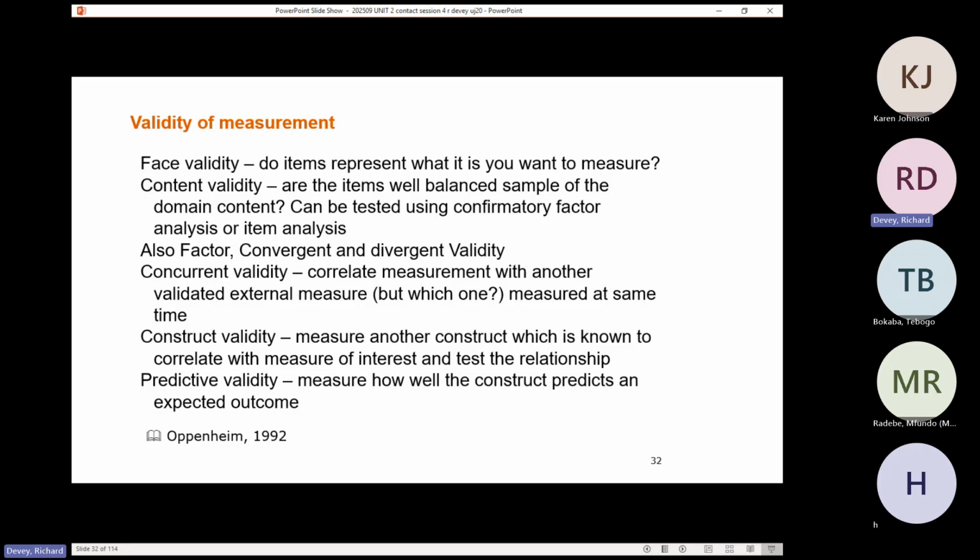So face validity, this is from a book by Oppenheim on designing measurement instruments.